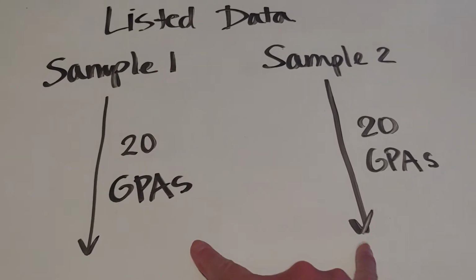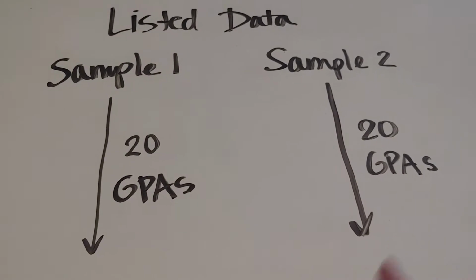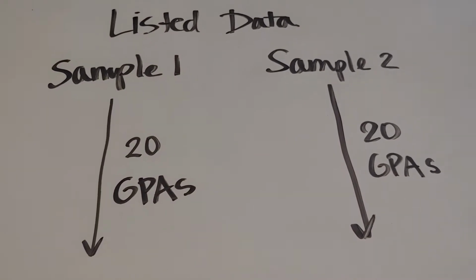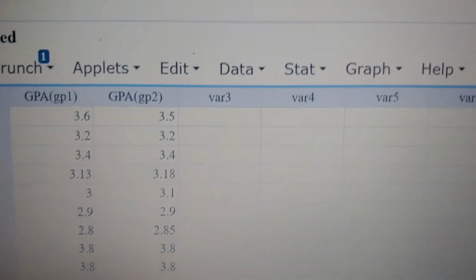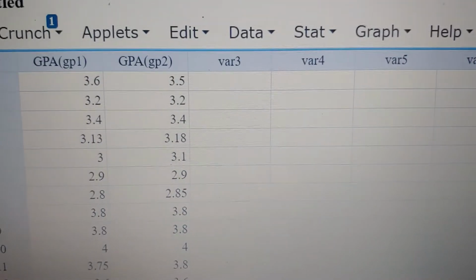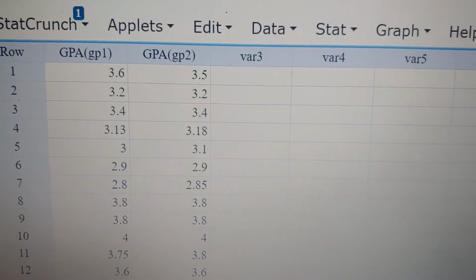Well, I don't even know the means. It's just listed. So can I still do a confidence interval? And the answer is yes. What you would want to do is go over to StatCrunch, and you'd want to actually list the GPAs. So there's my made up 20 GPAs for two separate groups.